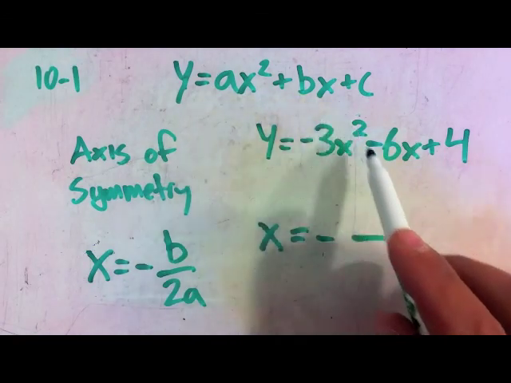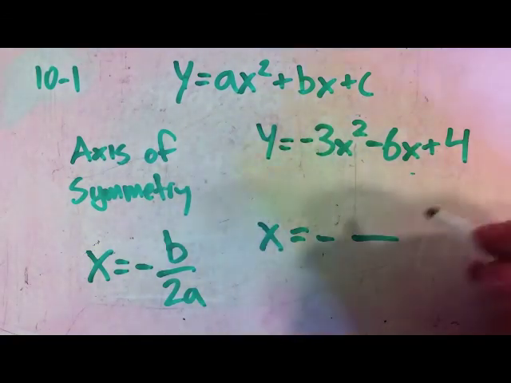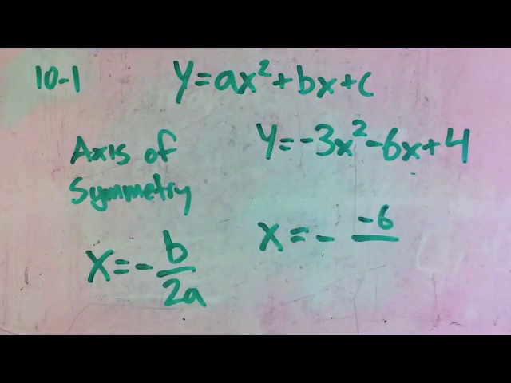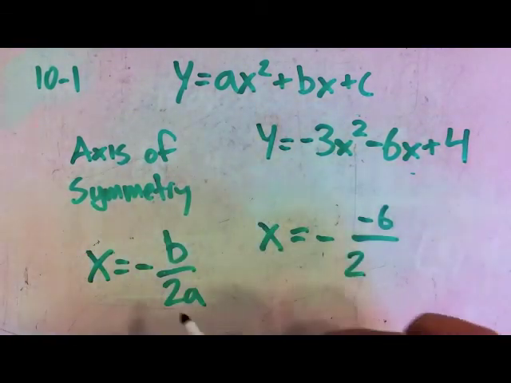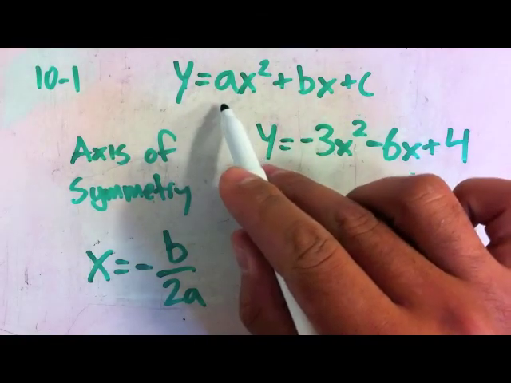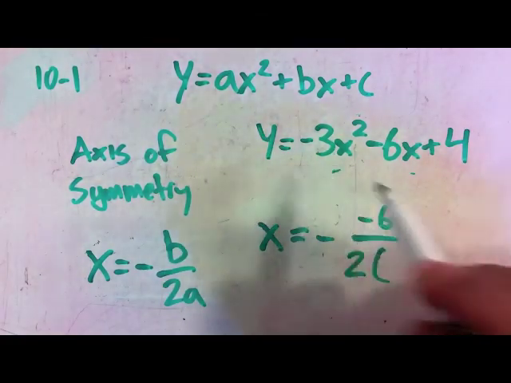It's bx. In this case, it's negative 6x. So b in this equation is negative 6, and that's what goes on top. Then we have 2 times a. And in this case, a is right here, negative 3.